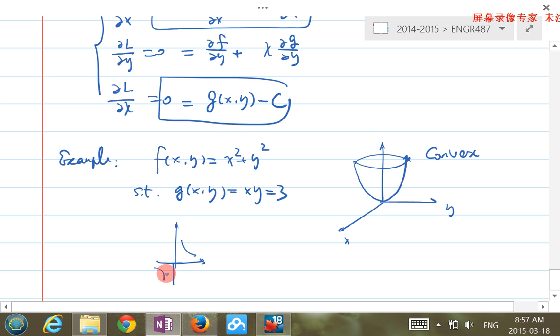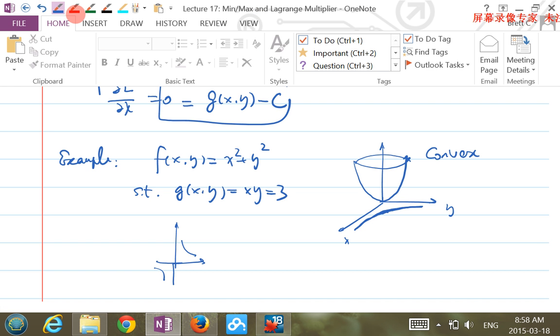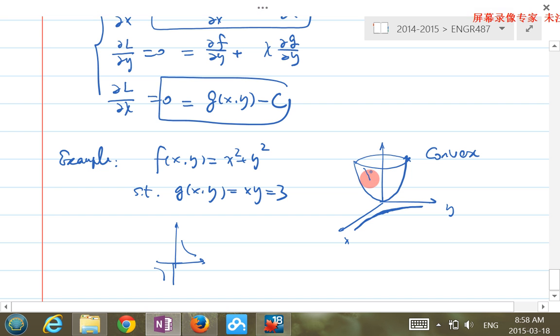That's your constraint. So basically your constraint is a curve like this, and there's another portion on the other side. You can think of walking along this curve. When you're walking along this curve, there's going to be a curve traced out on this surface. So it's going to be a curve like this.